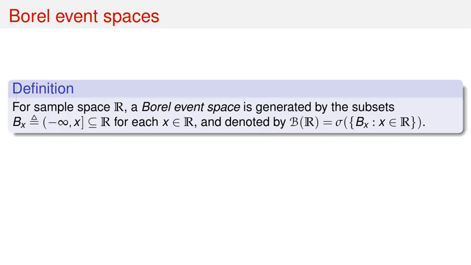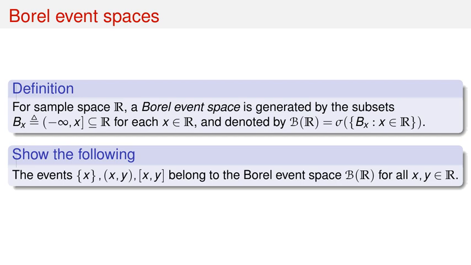Now, let's define Borel event spaces. For the sample space R, the set of real numbers, a Borel event space denoted B(R) is the sigma algebra generated by all subsets of the form B_x, where B_x is the interval from minus infinity to x inclusive, for every x in R. So, B(R) is sigma of the set of all B_x for x in R.